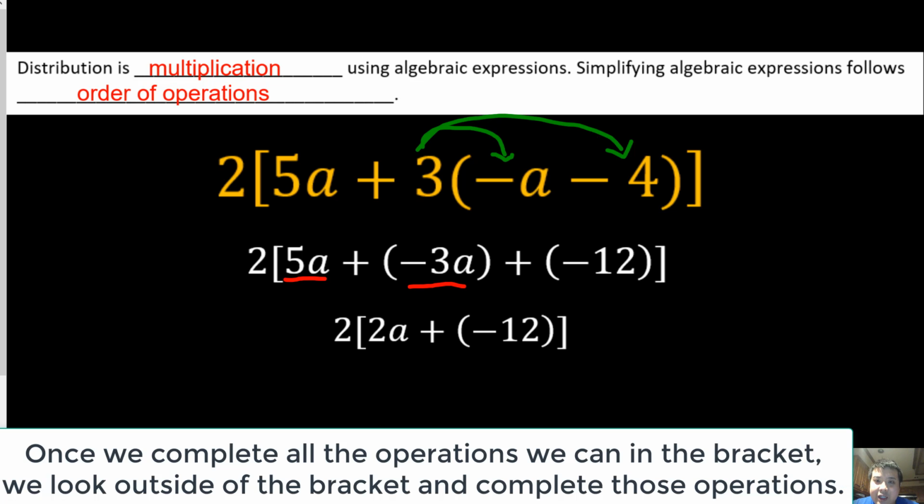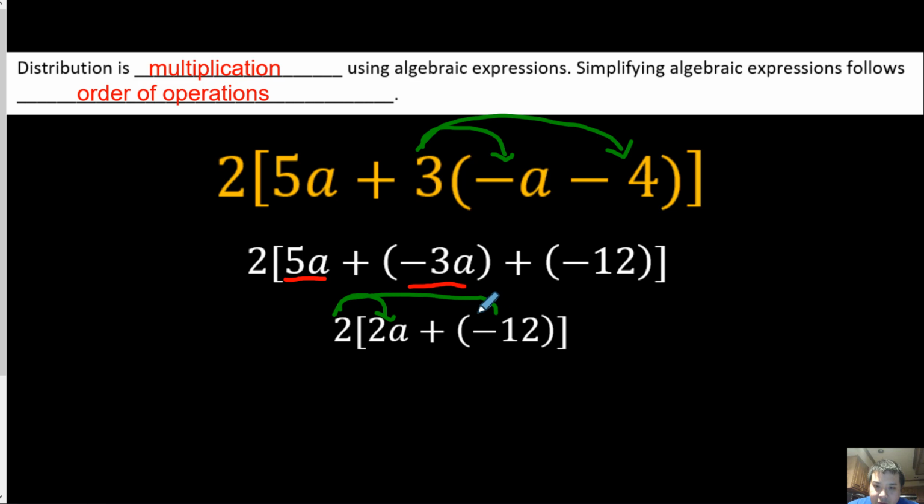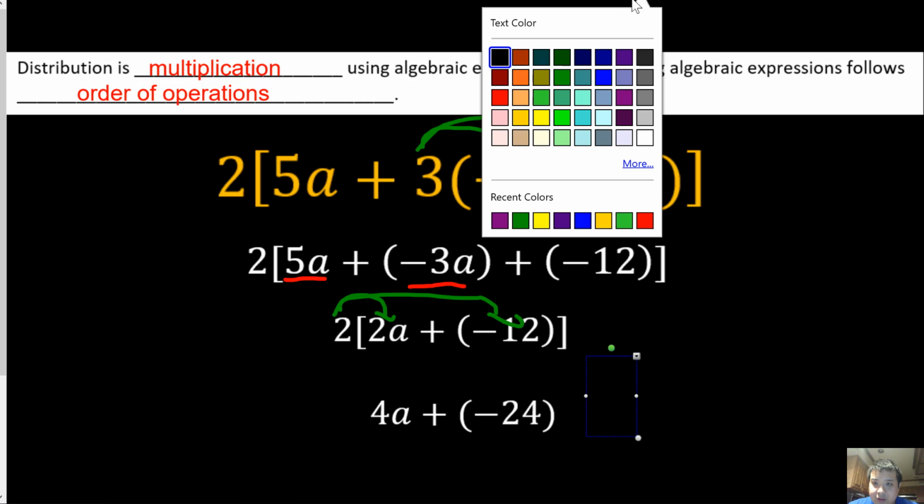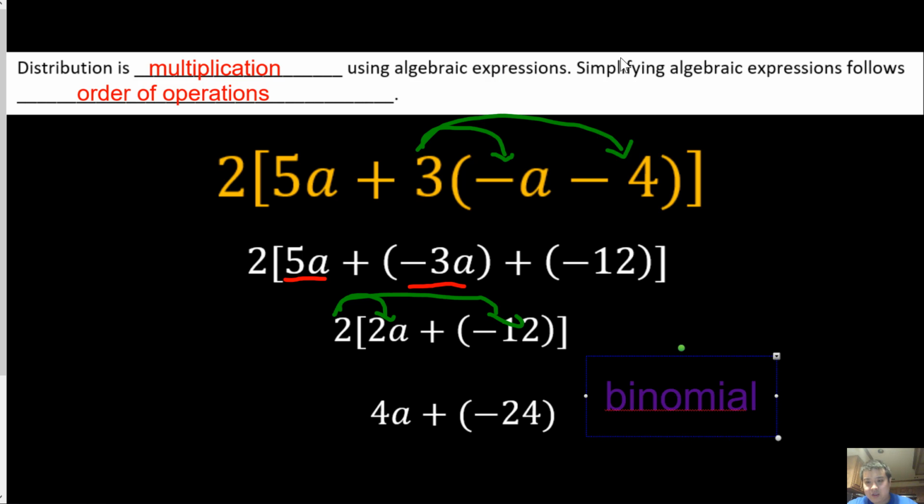Now we have to work outside the brackets, where we have multiplication, so we're going to distribute this 2 into the 2a and this 2 into the negative 12. What we get is 4a plus negative 24. We can't combine unlike terms, so we are done. Our final answer is a binomial. You can also call it a polynomial, but we're going to be more specific and call it a binomial.